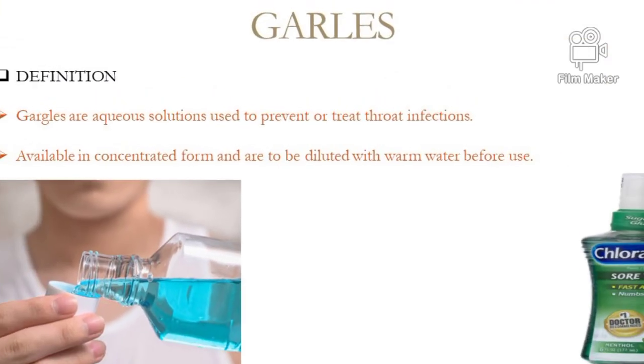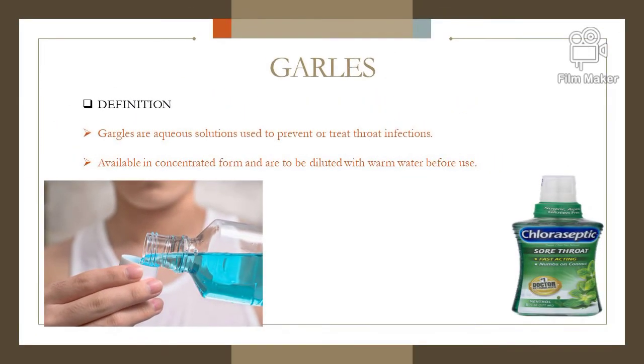Next, we are going to see about the gargles. The definition for gargles: aqueous solutions used to prevent or treat throat infections, available in concentrated form and to be diluted with warm water before use. The example is chloral septate, which is used for fast acting.